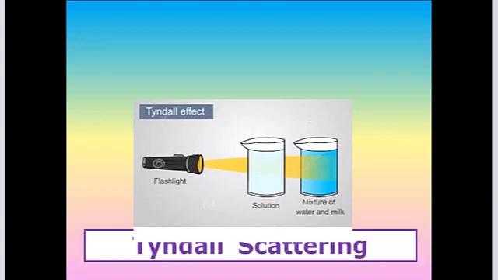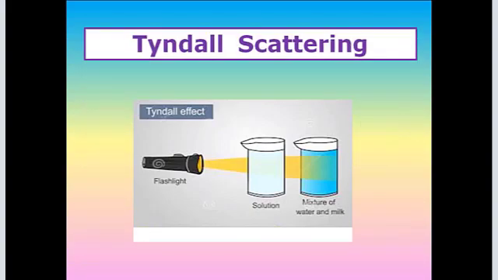See, when a beam of light is passed through a solution, what will happen? In a true solution, you can't see the path. But in the case of a colloidal solution, you can see the path of the light. This is due to the scattering that occurs in the case of colloidal particles. The size of the colloidal particles is somewhat greater than that of the particles in a true solution, so the path is visible in Tyndall scattering. When you pass light, the path is not visible in a true solution, but it is visible in a colloidal solution. This is due to the Tyndall effect.